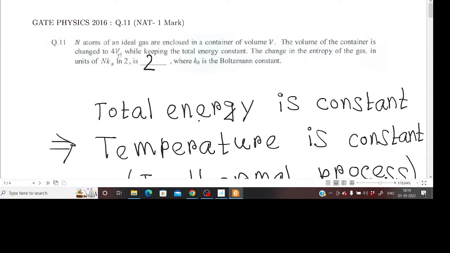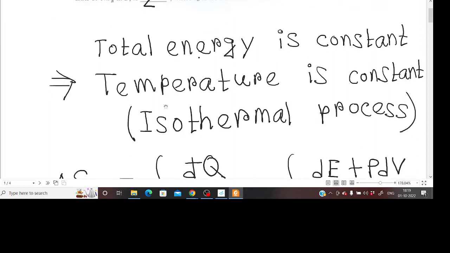So in this question, there are ideal gas particles, gas atoms, and they are enclosed in a container of volume V, and the volume of the container is changed to 4V while keeping the total energy constant. You have to find out the change of entropy of the gas. So the total energy of the gas is constant. It means the temperature is constant. So the process is an isothermal process.